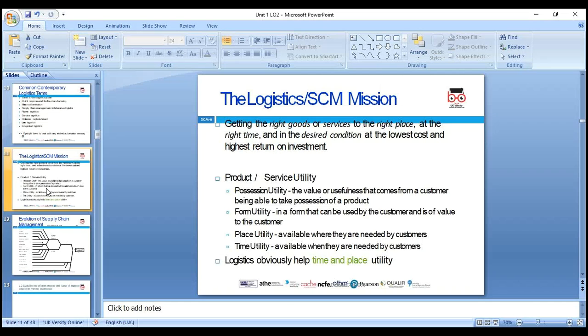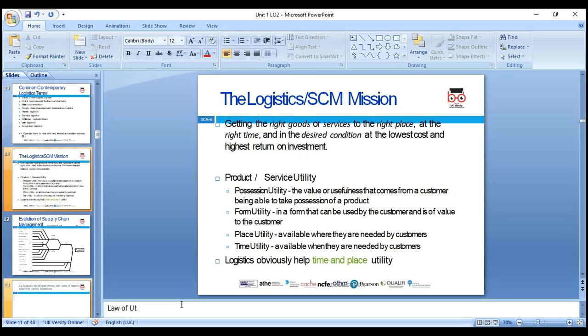Okay, next, logistic and supply chain management mission. We want the right goods and service at the right place at the right time, in desired condition, at the lowest cost, with the highest return on investment. Product and services possession utility. What is the utility?